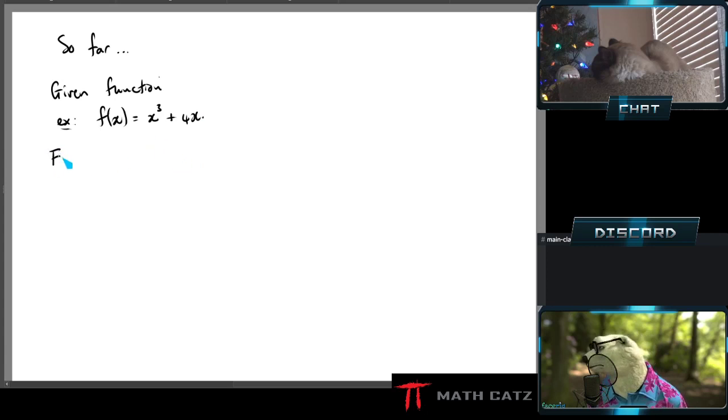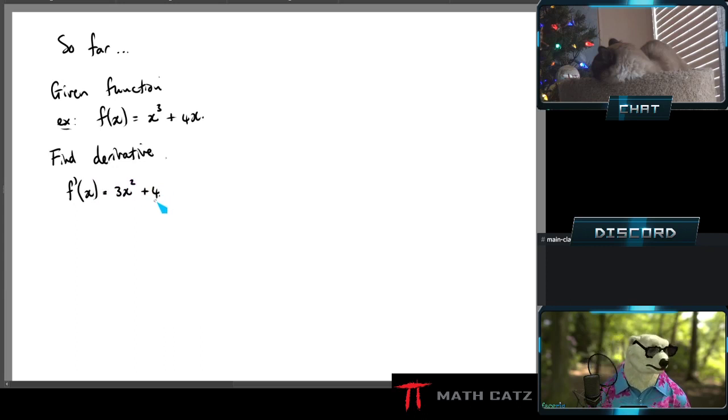Let's make it nice and straightforward, right? We find the derivative. By now, hopefully that should be quite easy. Bunch of basic properties, and I get 3x squared plus 4. No problem at all. Well, I hope so. Now, this was straightforward because the function was quite straightforward.